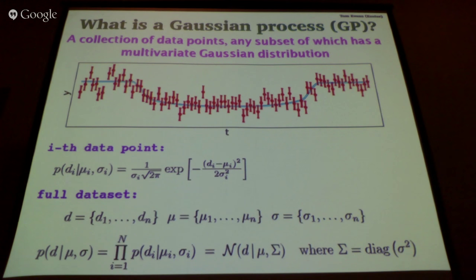Okay, so instead of using an explicit functional form to model these systematics in IRAC datasets, I've been investigating using Gaussian processes, or GPs. A GP is defined as a collection of data points, any subset of which has a multivariate Gaussian distribution. It's pretty simple to see how this applies in the context of a transit light curve. We can think of any individual data point as representing a random draw from a Gaussian distribution with mean mu, where mu is the underlying signal, and standard deviation sigma, where sigma is our measurement uncertainty. So the probability distribution for the full data set is the product of the individual data points, which is a multivariate Gaussian with diagonal covariance matrix. We can think of the whole light curve as being a single random draw from this multivariate Gaussian.